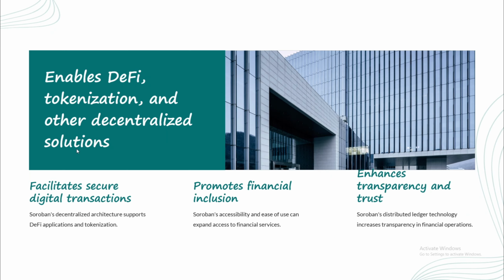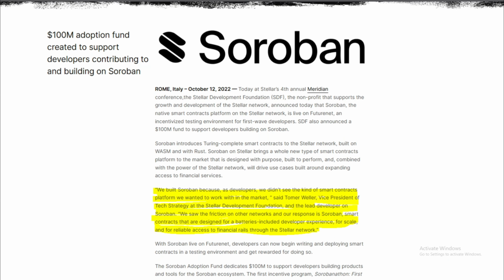He said, we saw the friction on other networks, and our response is Soroban. Smart contracts that are designed for a batteries-included developer experience, for scale, and for reliable access to financial rails through the Stellar network. With Stellar live on FutureNet, developers can now begin writing smart contracts in the testing environment and get rewarded for doing so.